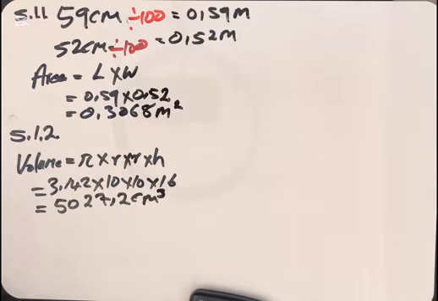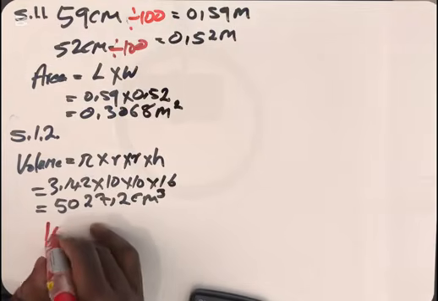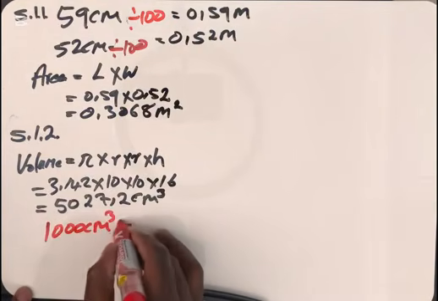And then again, they said we must write our final answer in what? In liters. So what we can do, we can use the relationship that is given here to convert everything to liters first. This is the relationship given: 1,000 centimeter cube is equals to 1 liter.